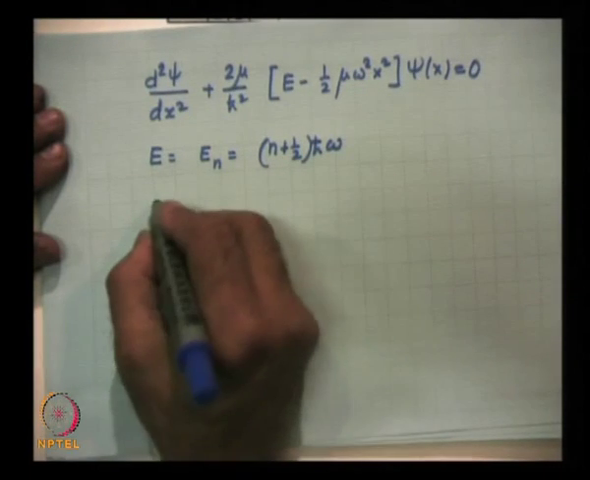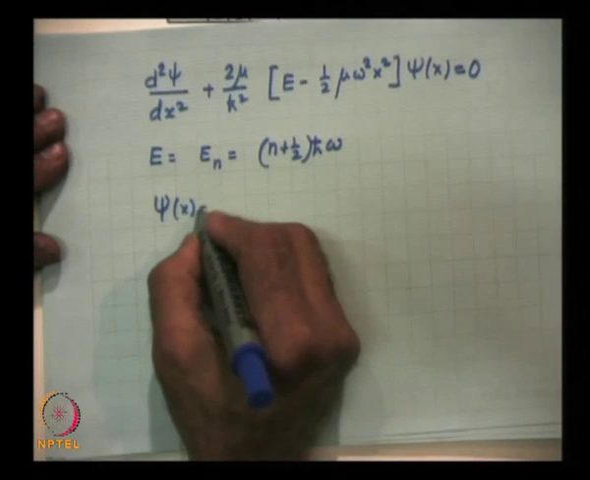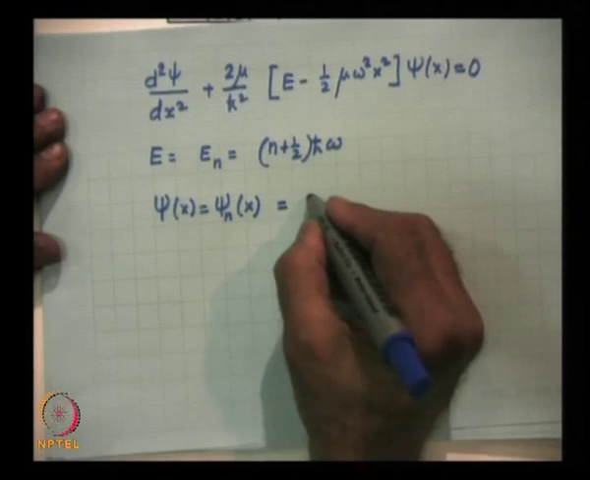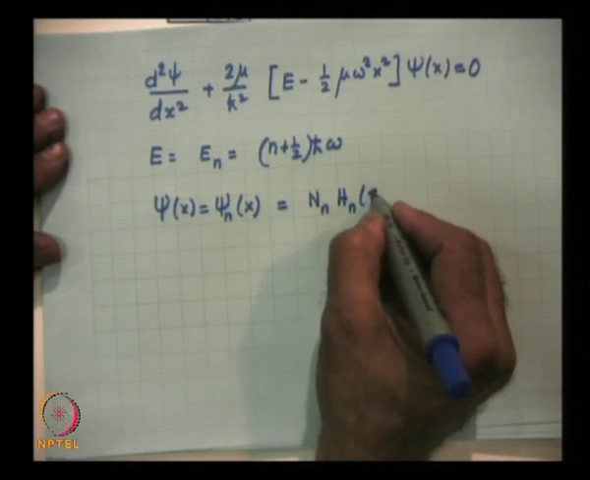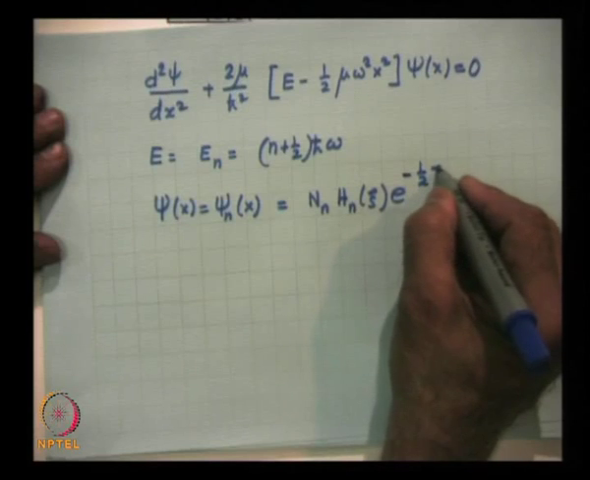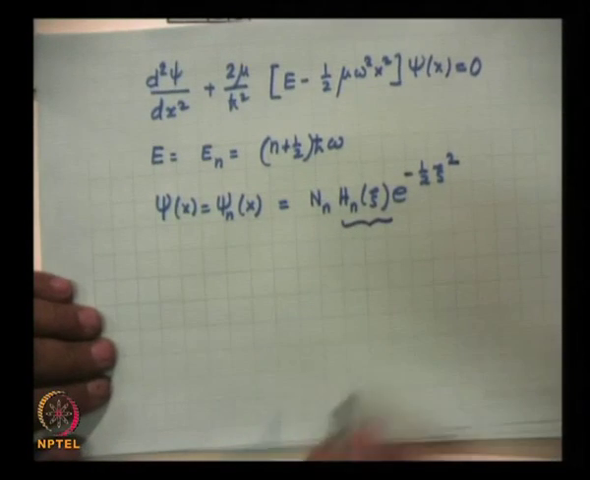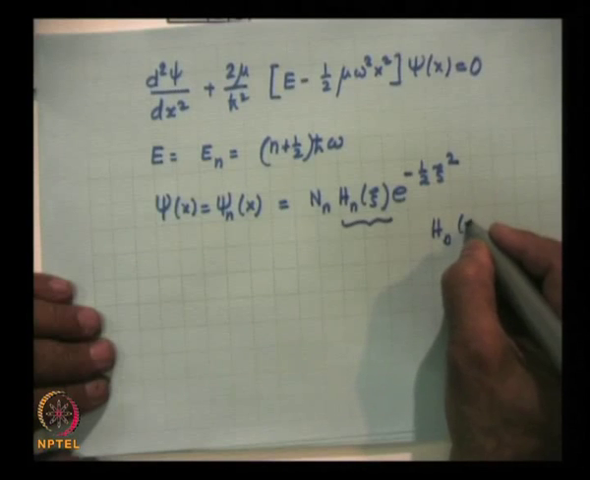and the corresponding wave functions are psi of x is equal to psi n of x is equal to N n, h n of xi, e to the power of minus half xi square, where h n of xi are the Hermite polynomials. Some people call it Hermite polynomials.